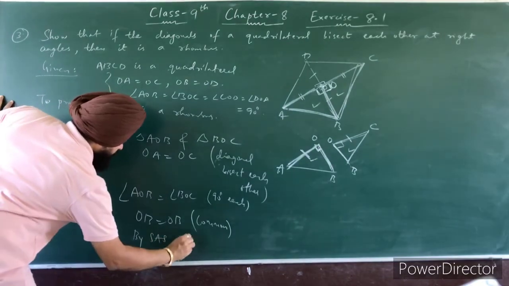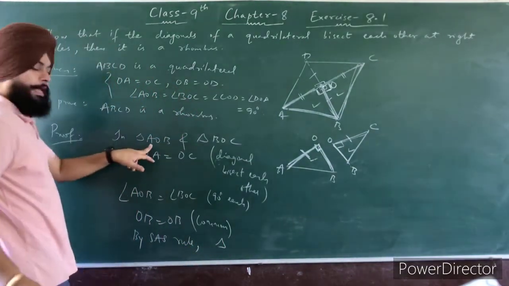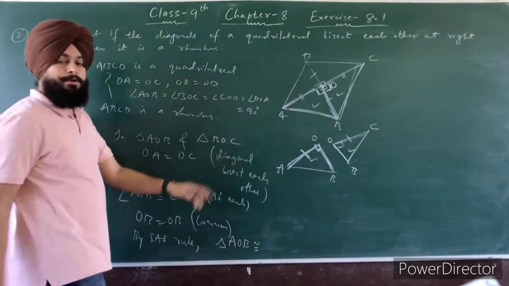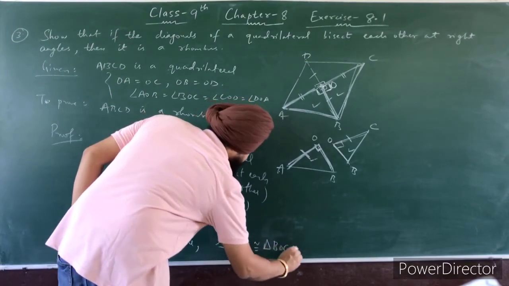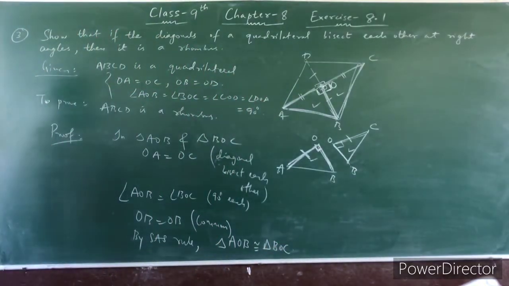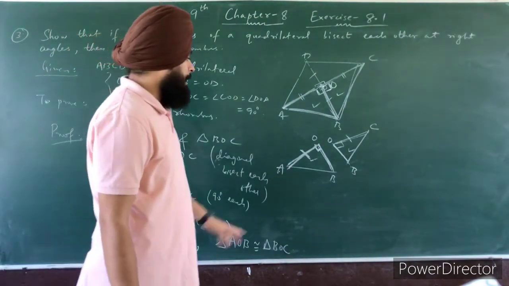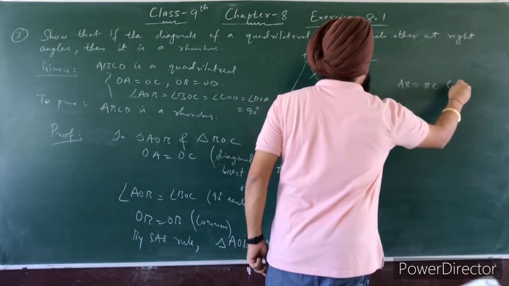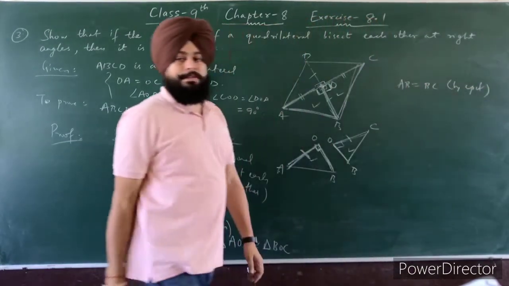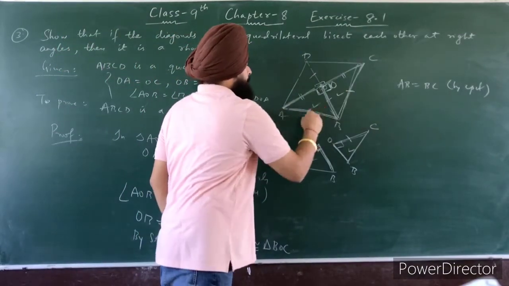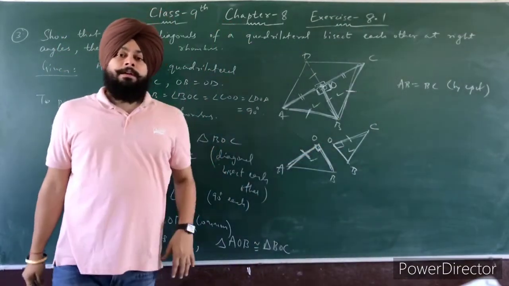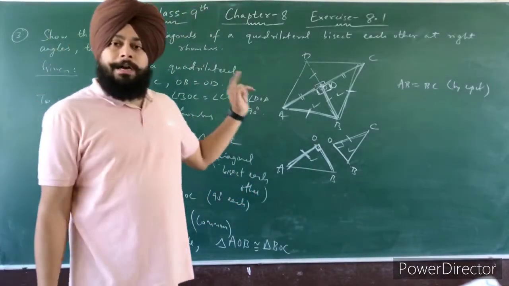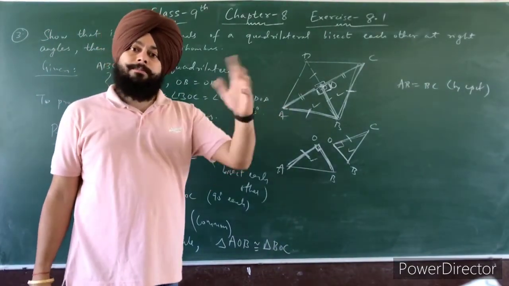By SAS rule, triangle AOB is congruent to triangle BOC. Now you can take AB equal to BC, by CPCT. So you can see here this AB is equal to BC, and we know that if in a quadrilateral diagonals bisect each other, then that is a parallelogram also, because in a parallelogram diagonals bisect each other.